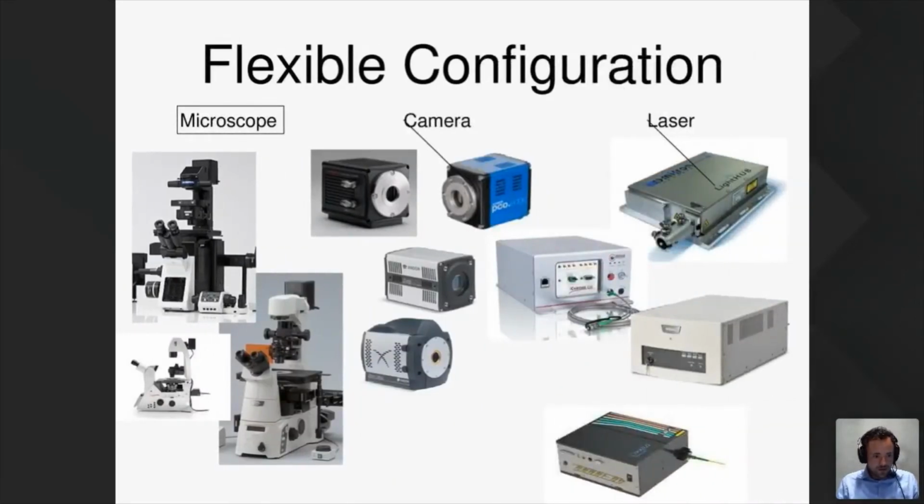We are very flexible in terms of configuration, so we fit to the big four: Olympus, Zeiss, Leica, Nikon, but also other microscopes. You just need the one XC mount, so this is very standard. Then cameras, we can also utilize many different cameras, and we can utilize different laser sources. So very flexible.